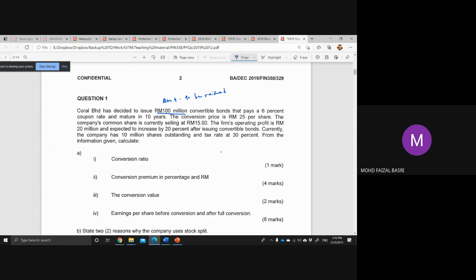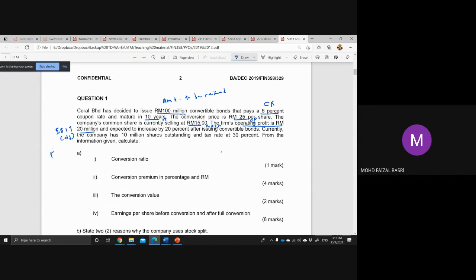And then the convertible bond will pay 6%. So this is the coupon rate, 6%. And it matures in 10 years. So this is N if we need. The conversion price is 25 ringgit. So this is conversion price, CP. Okay. The company's common share is currently selling at 15 ringgit. This is market price per share. Operating profit, remember operating profit, 20 million. So this is earning before interest and taxes. Okay, 20 million, and expected to increase by 20% after issuing convertible bonds.